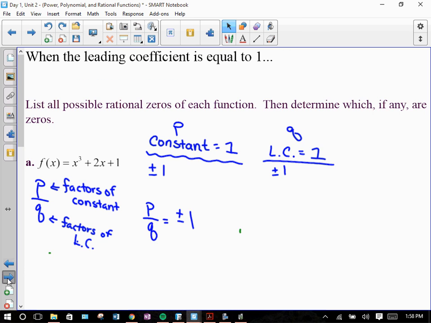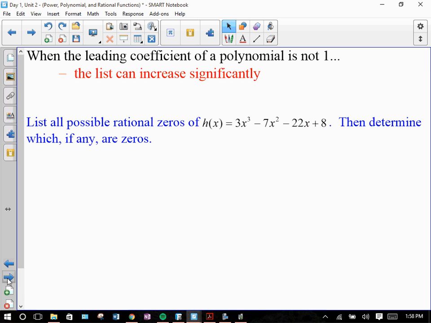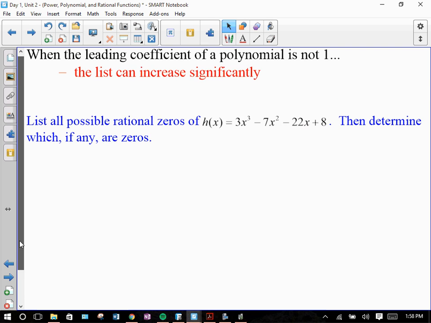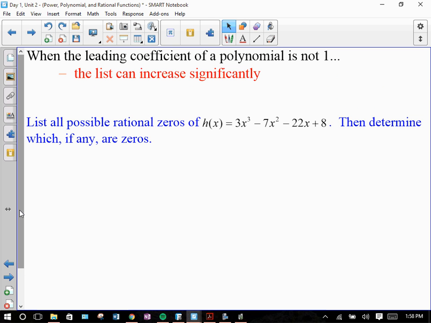Alright, so let's look at this. I want to at least get through this one. It says, when the leading coefficient of a polynomial is not 1. So this can increase significantly.